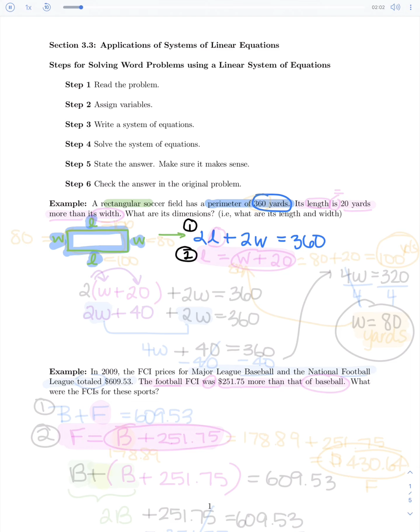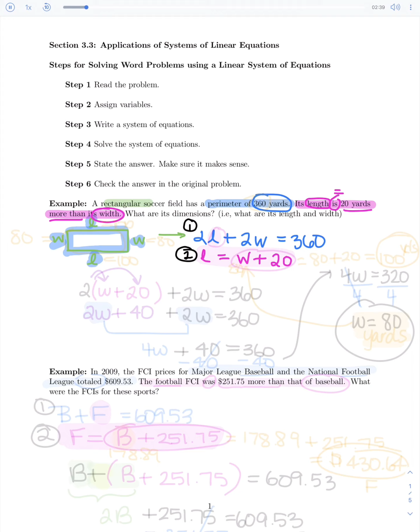Now I need a second equation. Remember, if I've got two variables, I should have two equations. So the next one's going to come from the second sentence they have. Its length is 20 yards more than its width. And this should be a word for word translation. The first word we see is the length, so we'll use L. Is means equals. 20 yards more than means that we're going to add 20 yards to what? Its width, which we're using the letter W for.